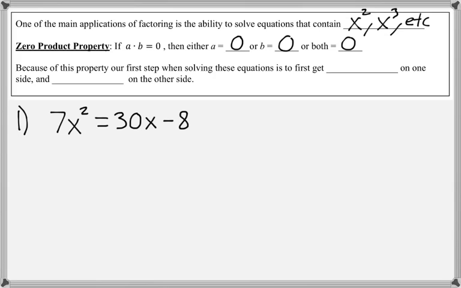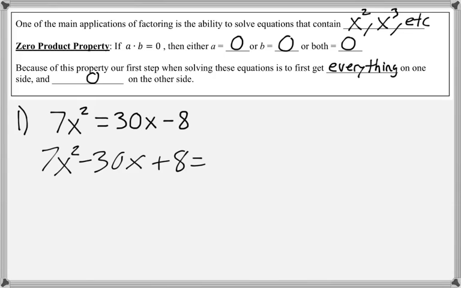So because of this property, our first step when solving these equations is to first get everything on one side and 0 on the other side. So looking at number 1, I do want to factor this eventually, and it's easier to factor when my x squared term is positive. So I'm going to move everything to the left instead of moving everything to the right. So this will be 7x squared minus 30x plus 8 is equal to 0.